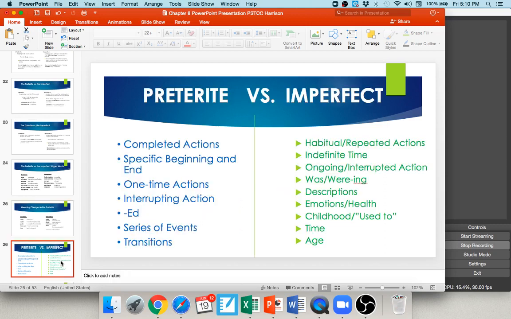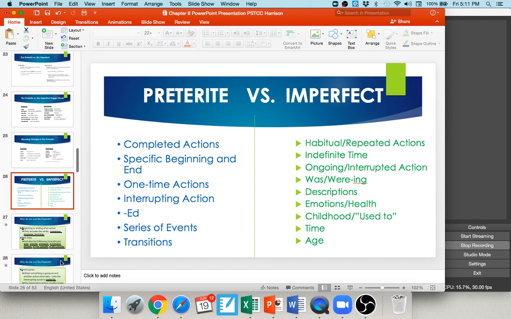Okay. So here's a summary of all of these things. The preterite on your left we use for completed actions, specific beginnings and endings, one-time actions, the interrupting action, things that are translated as ending in ed, a series of events, and transitions. For the imperfect, we use the imperfect to refer to habitual or repeated actions, to things with an indefinite time period, to ongoing or interrupted actions, things that are translated as was or wearing, descriptions, emotions and health, childhood or things that are translated as used to, and time and age.